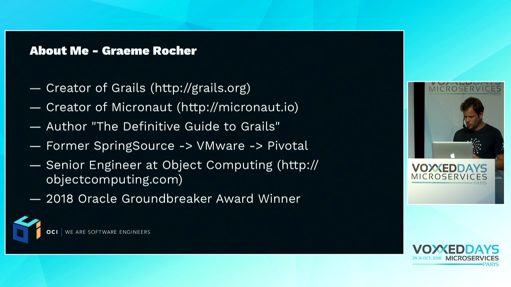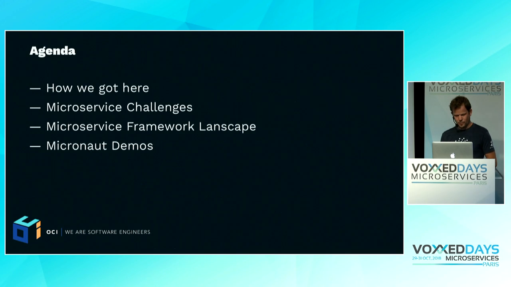I wrote a couple of books. I used to work for Spring Source, then VMware, then Pivotal in that little journey. I'm now a senior engineer at Object Computing. This year I was lucky enough to be chosen for the Oracle Groundbreaker Award at Oracle Code 1. I felt a little bit out of place next to the creator of Python and the creator of Kafka and whatever, but it was an honor to be there amongst amazing people, so thank you to Oracle for that.